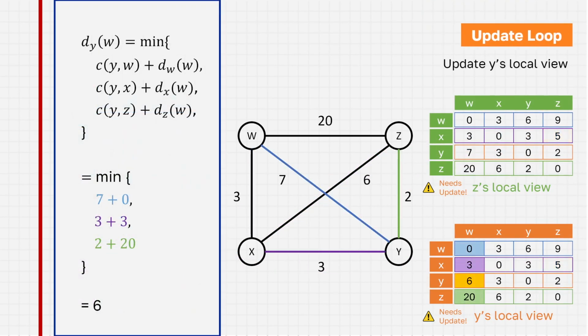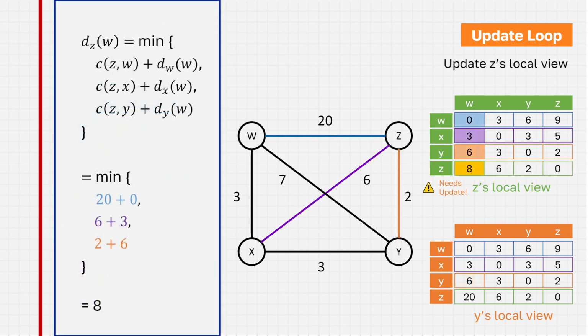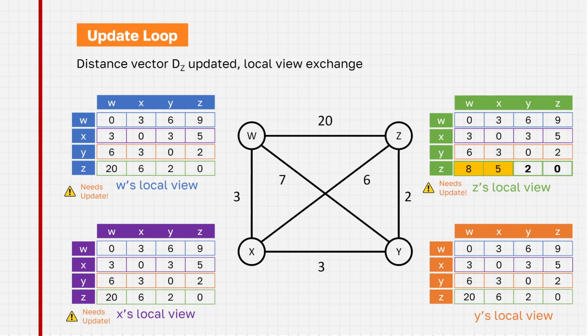On Y's local view, 6 is updated. So it has to be shared again. And finally, on Z's local view, 8 is updated, 5 is updated. So has to be shared again. That is the first iteration. Any questions? Now you see that after the first iteration, everything still needs an update.